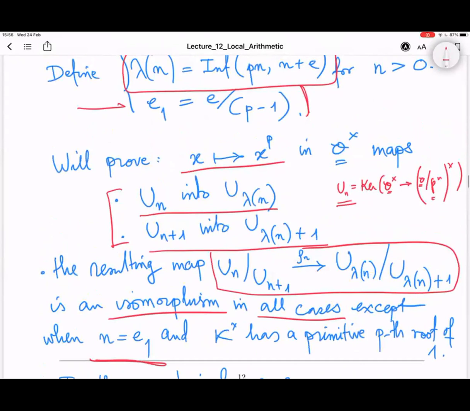e1 is this one here, except when n is equal to e1 and K has a primitive pth root of 1. So except in this case, this map rho_n is always an isomorphism. That's what we want to prove today.